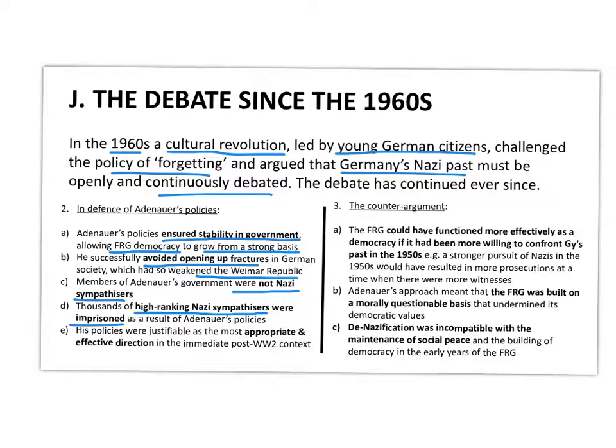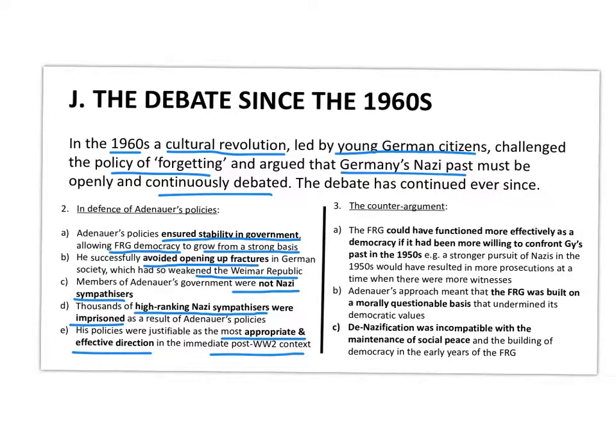And his policies were justifiable as the most appropriate and effective direction in that context. What he had to do at the time, with the Cold War and the existence of a communist East Germany, and the genuine fear that East Germany may attack West Germany, he therefore had little choice, arguably, but to seek American support and to ensure that West Germany was stable so that it could resist communist expansion.